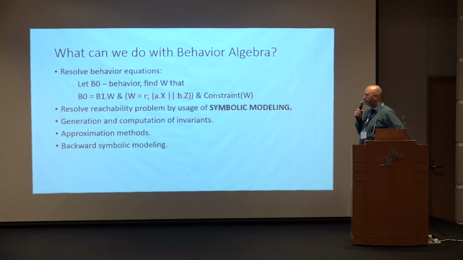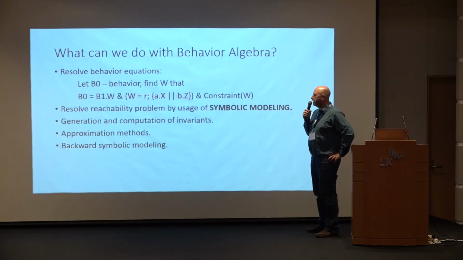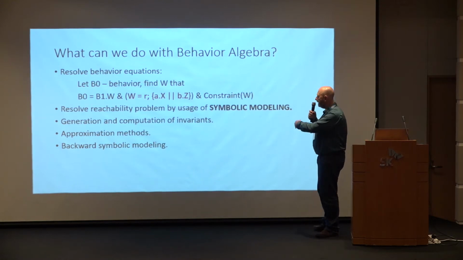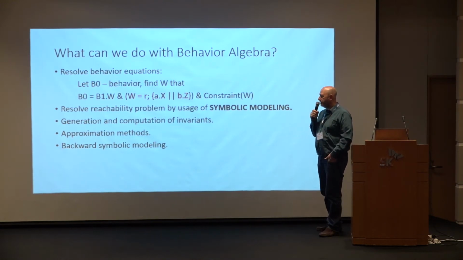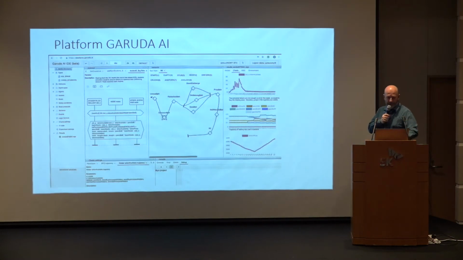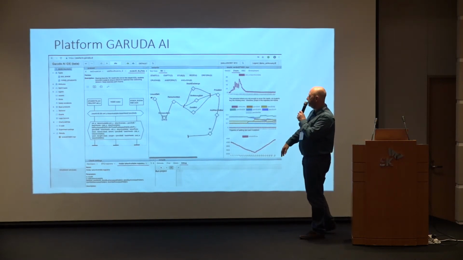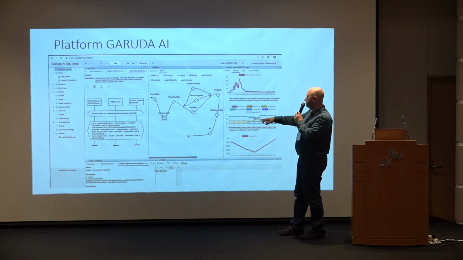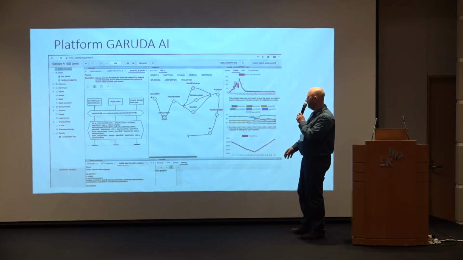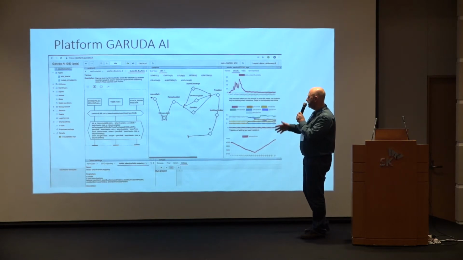So we use all the power of model checking, and in this system I also realized some alternative methods for symbolic generation and invariants, different approximation methods, and backward symbolic modeling. It is implemented in the platform Garuda IE AI. So you can create your own project, create your own actions, launch this project, obtain some charts, prove and check properties, and create different agents.